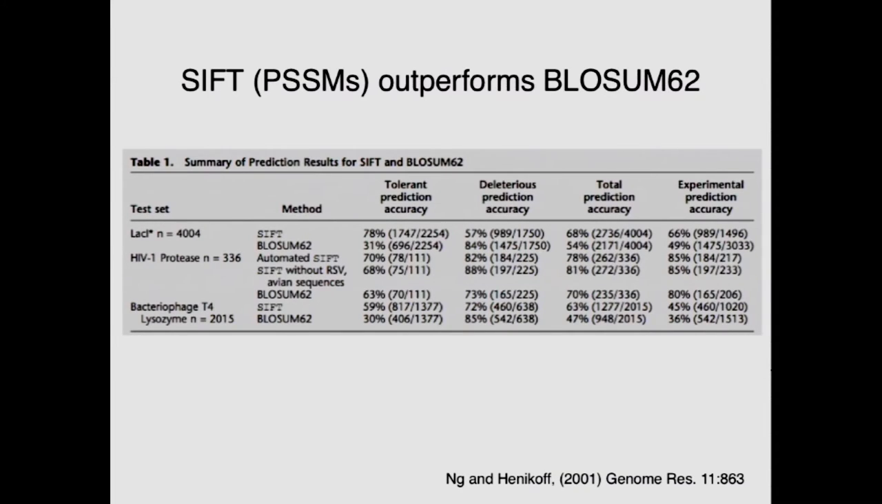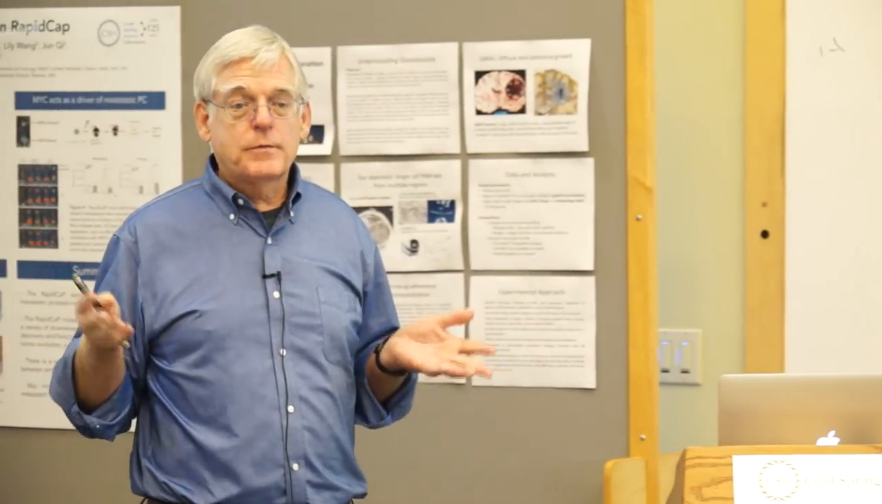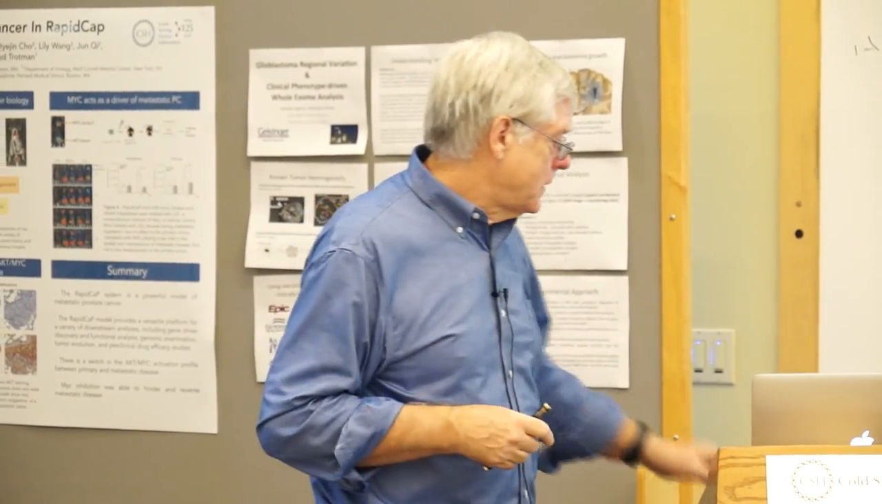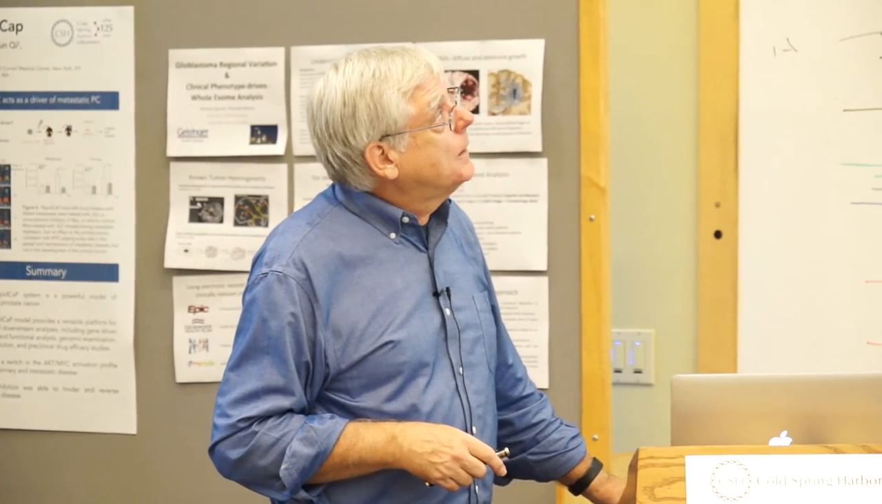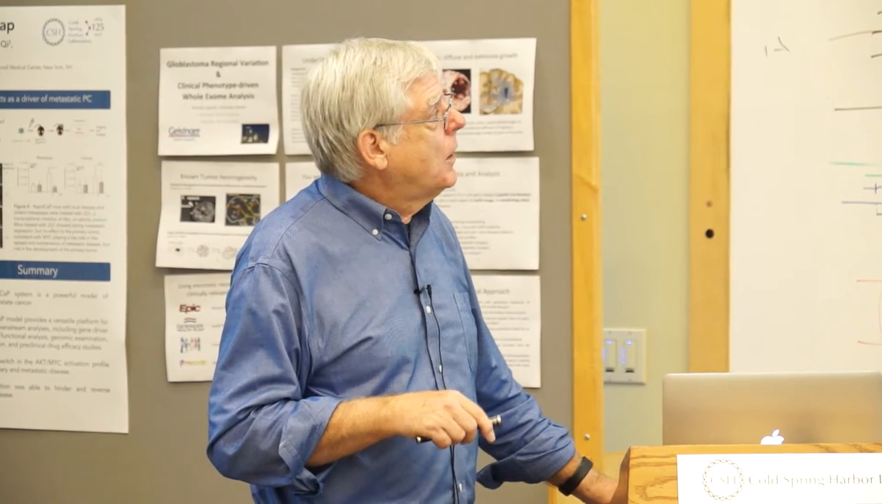And here it is for T4 lysozyme. BLOSUM62 is going to be right about half the time, and if you do SIFT stuff, then you're going to be right about 60% of the time. So sometimes it gets things almost 20% better, and it usually gets things about 10% better. And this is what people are using today in all the databases, all the variation databases. They're making predictions as to whether or not there's going to be a phenotype, and those predictions are based on things like SIFT, and they're also based on another method which is called PolyPhen. I'm going to skip that, and here's some evaluations of how well things work on a different set of proteins.